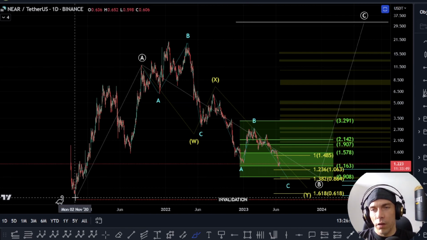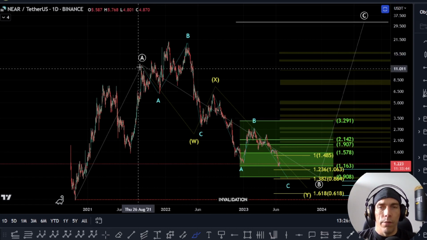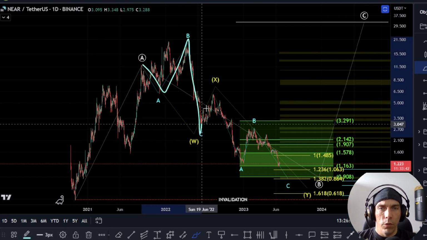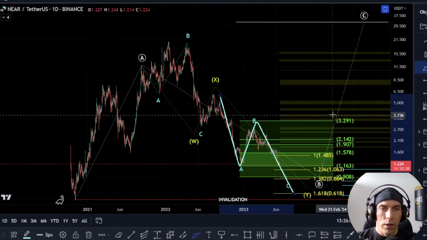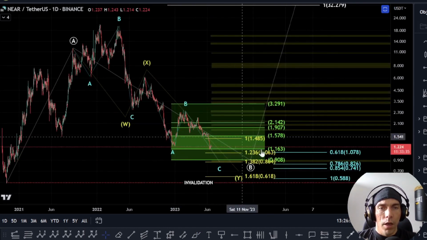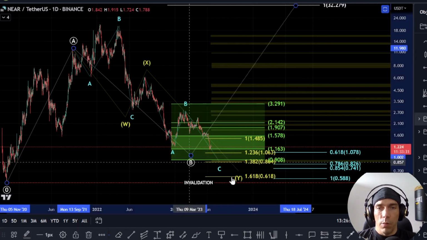The way I'm looking at this count would be treating this as A, B, and C into this high. That would be our A wave here. What we'd be looking for is this as a W wave, this as an X wave here, and effectively having this as another A, B, C to the downside. So now what we're looking for is actually this B wave over here, and we have some levels.